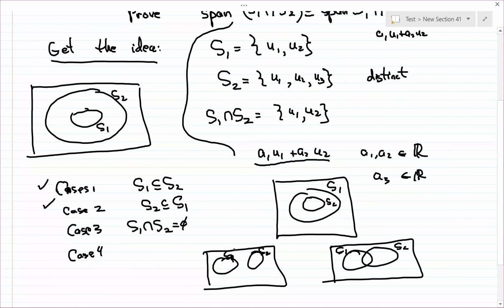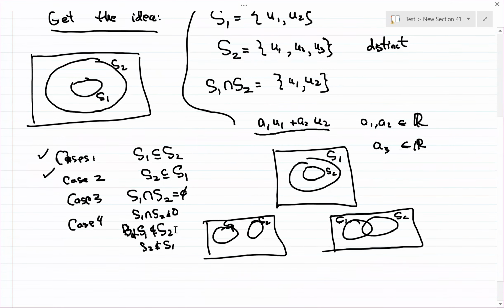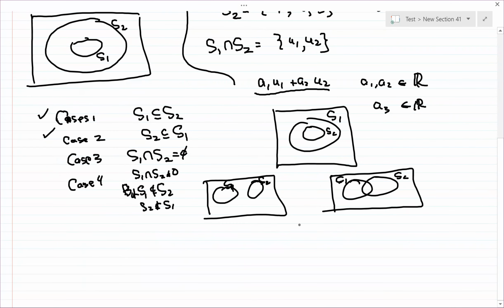I don't know how to put that. The intersection is, S1 intersection S2 is not empty, but S1 is not a subset of S2, and S2 is not a subset of S1. That would describe this situation. Why don't we do the next one? This case should be easy. If the sets have nothing in common, if they look like this, then what are we trying to prove?